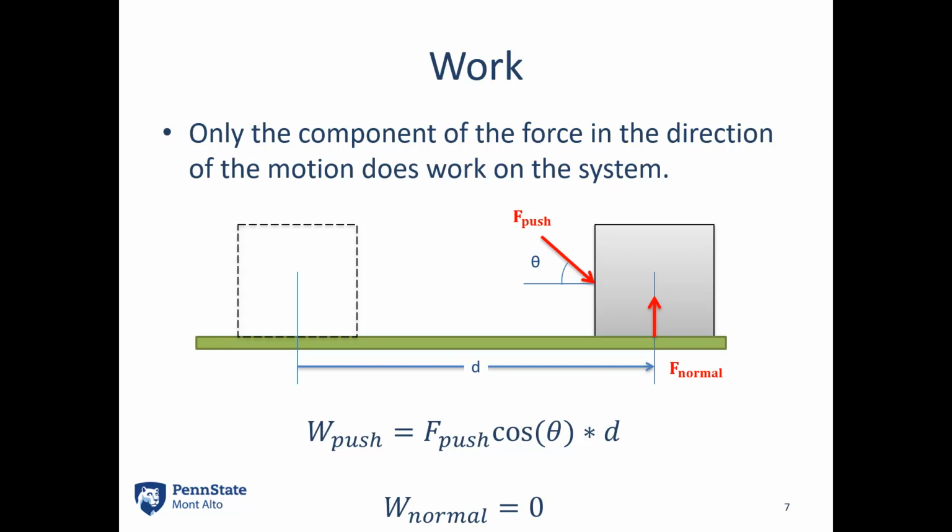Forces that happen to be perpendicular to that displacement, the distance traveled, are going to exert no work at all, because if you imagine cosine of 90 degrees, that's going to be 0. So the normal force in this case exists, but since it's perpendicular to the distance traveled, there is 0 work done by the normal force.